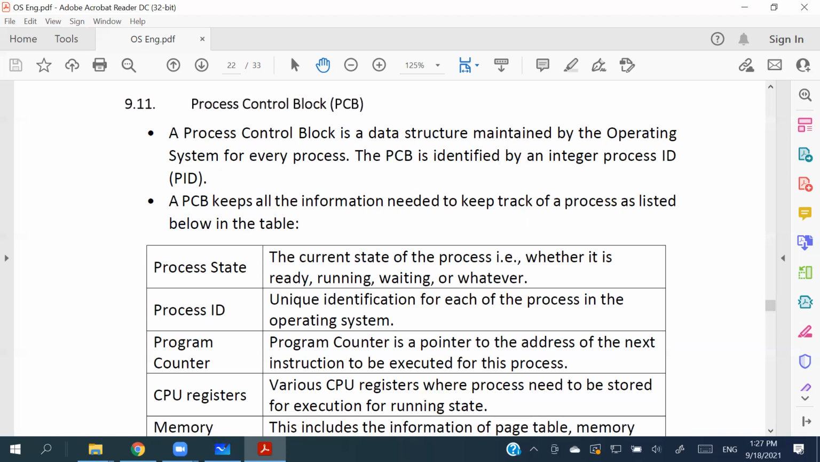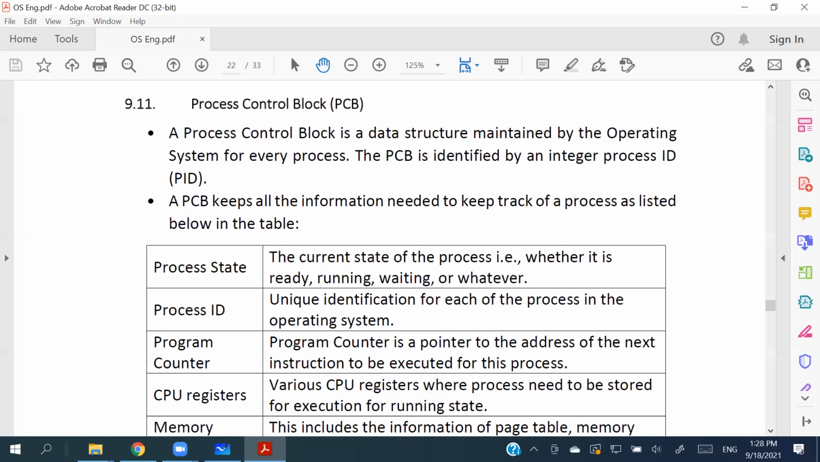Now this PCB has some important information, and again, PCB changes its structure from operating system to operating system. Windows has a particular PCB, and Mac OS has its own particular PCB. The Linux operating system has its own particular PCB. Even though the structures change from operating system to operating system, there are some common things in the information they store, and some additional things they store for the different kinds of operating systems.